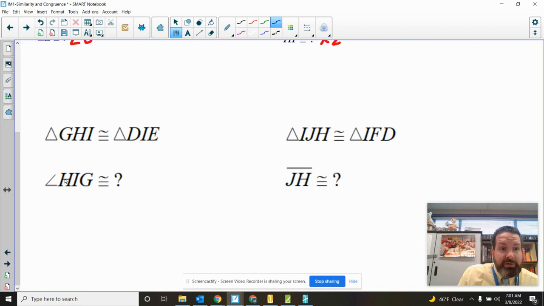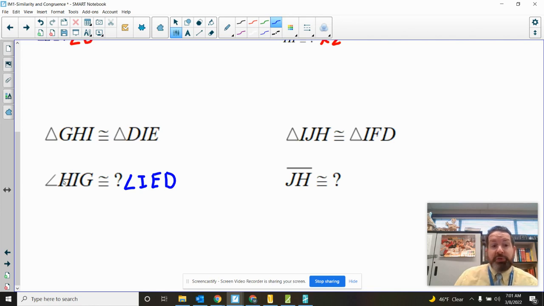All right, so angle HIG. That starts in the middle. So over here, I'm going to start in the middle. H is the middle, I is at the back, so E is at the back. G is in the front, so D is in the front. There it is.